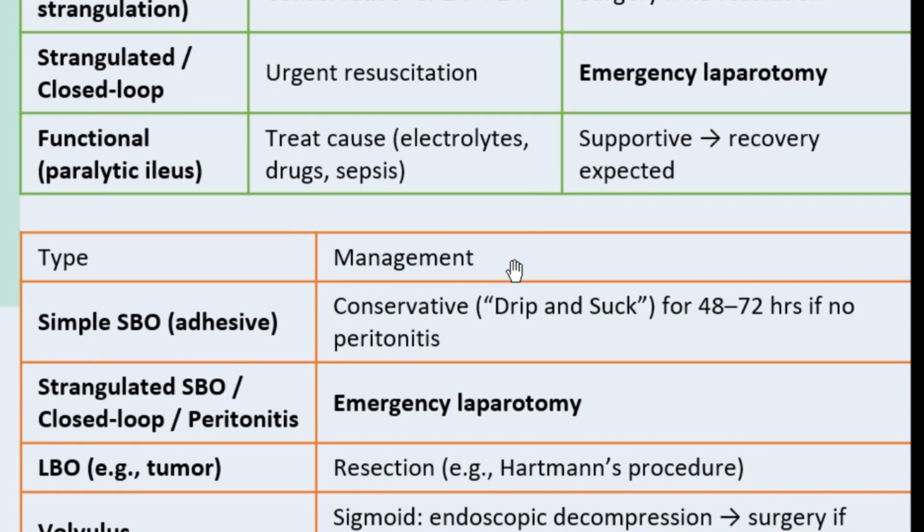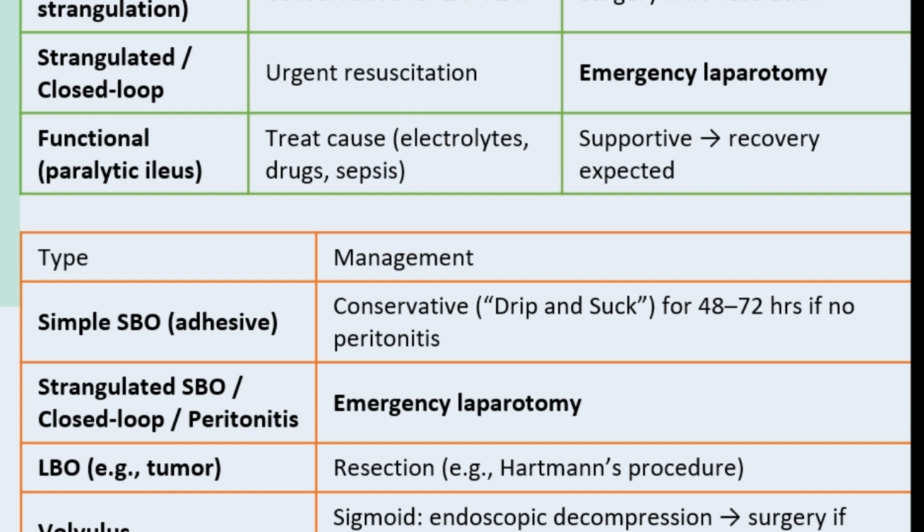Then if we have a strangulated or a closed loop, we may need to do urgent resection, because a closed loop is deadly in that there's an obstruction proximally and distally, so it is very easy for things to get trapped in between. The luminal pressure is going to increase very fast, and it will lead to easy infection and strangulation. So it's better you treat that as an emergency and do an emergency laparotomy.